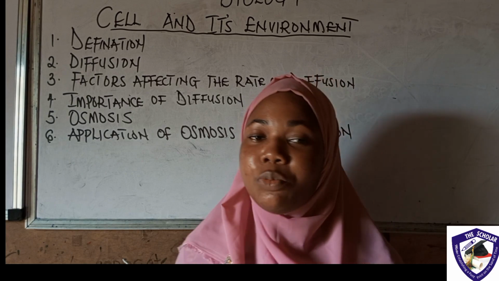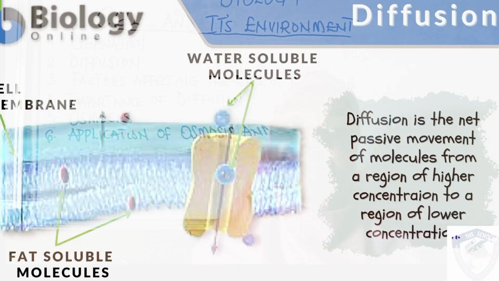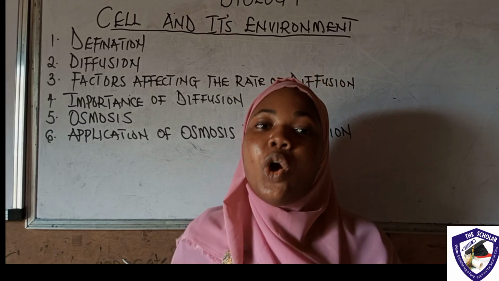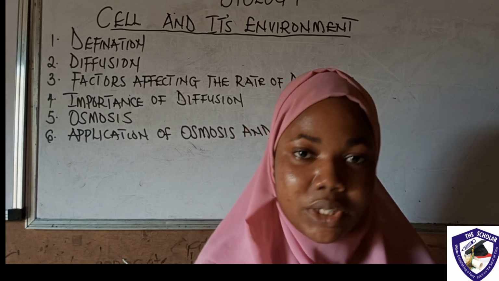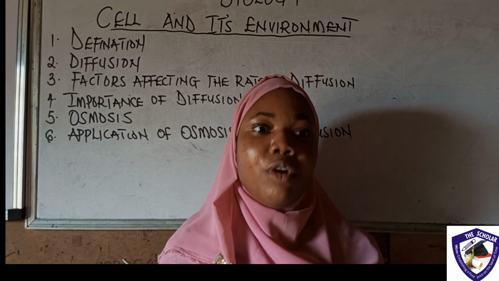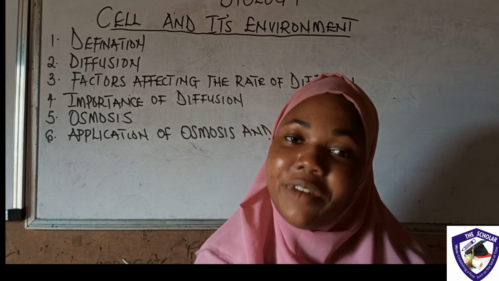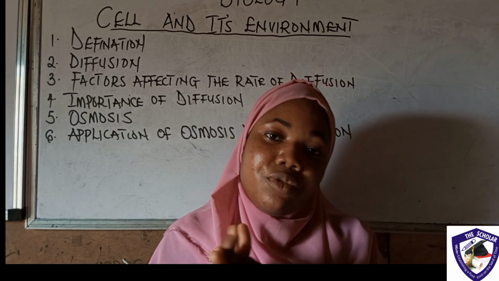Now, moving forward, we're looking at diffusion, and diffusion can be defined as the process by which molecules of substances, either liquid or gas, move randomly from a region of higher concentration until they are evenly distributed. It also involves the moving in and out of fine particles in the cell of living things.